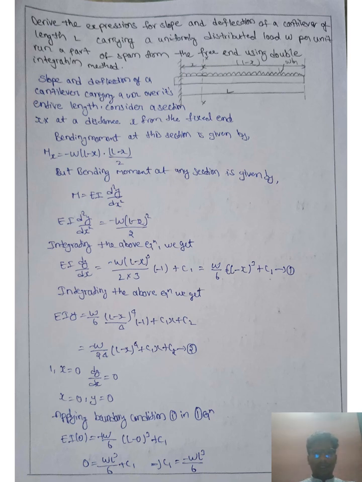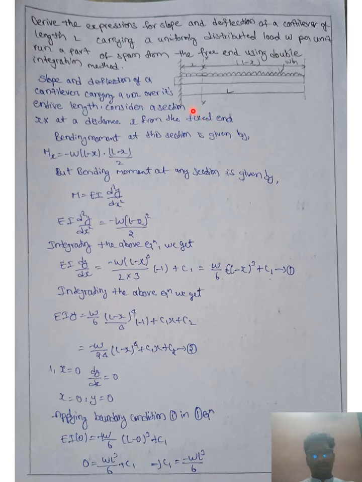Derive the expressions for the slope and deflection of a cantilever beam of length L carrying a uniformly distributed load W per unit run over a part of the span from the free end, using the double integration method. Today I want to discuss the deflection of a cantilever beam with a uniformly distributed load over a part of the span by the double integration method.